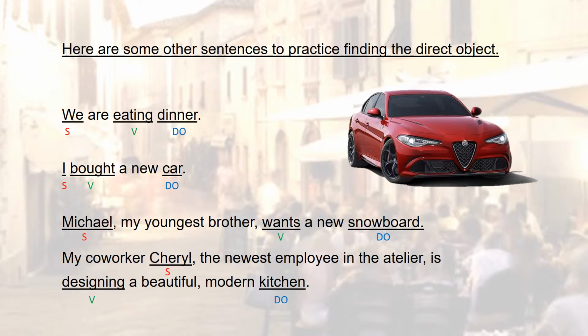Let's see if we can locate the noun following the verb. In this case, beautiful and modern are both adjectives describing kitchen. So we know those aren't the direct objects. The noun after designing is kitchen. Cheryl is designing a kitchen. Kitchen is the direct object. My coworker Cheryl, the newest employee in the atelier, is designing a beautiful, modern kitchen.